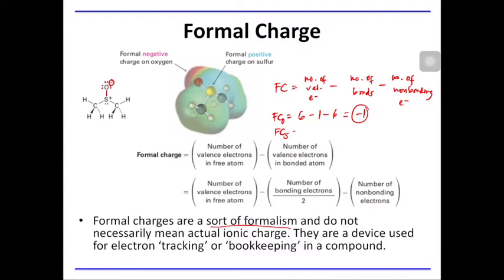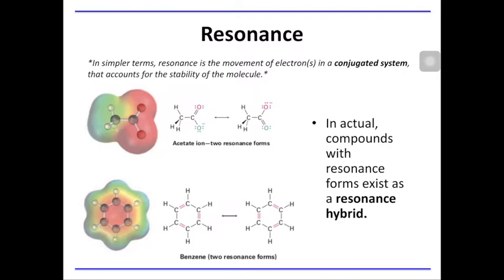The formal charge for the sulfur atom: the number of valence electrons in the free atom is also 6. The number of bonds is 1, 2, 3. And the number of non-bonding electrons is 2. So overall, the formal charge is positive 1. That's why it has a positive charge here. Formal charge is very important in the context of resonance and resonance forms.